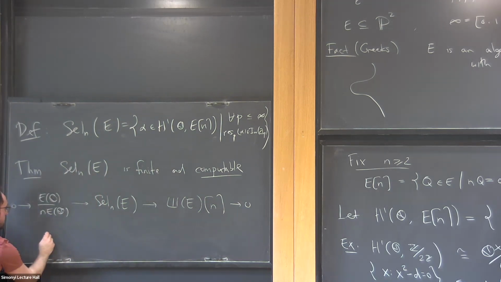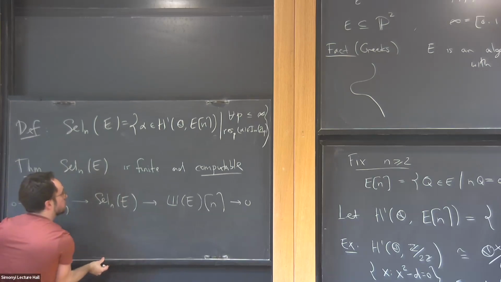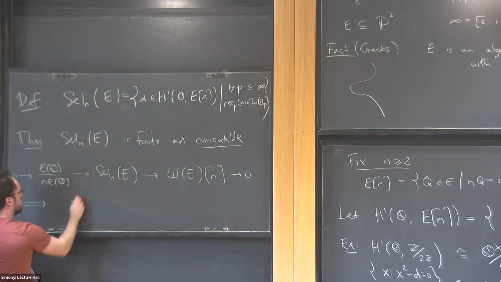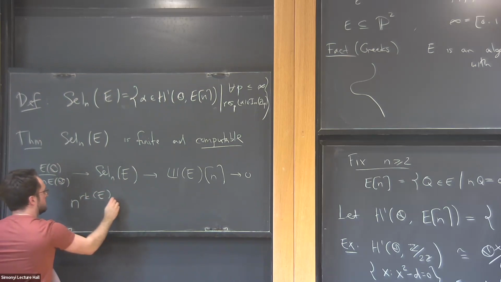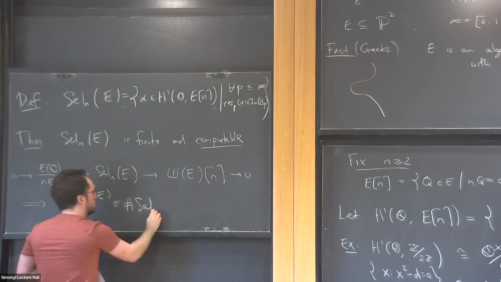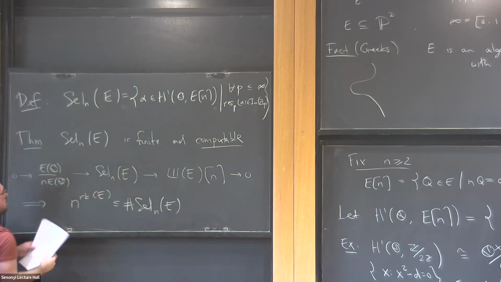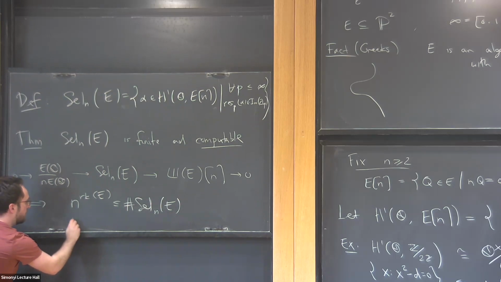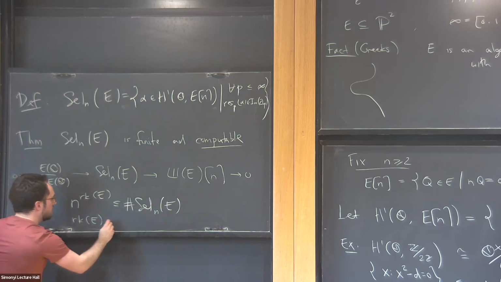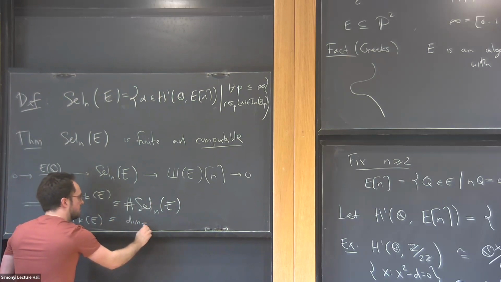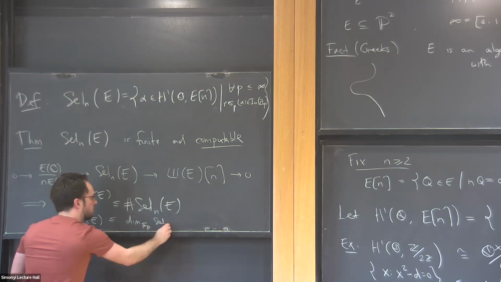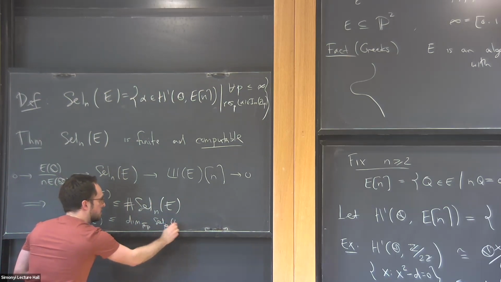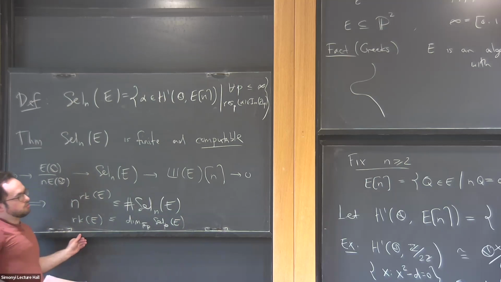But what you at least get is an inequality. You get n to the rank is less than or equal to the size of this group, just from this inclusion. If n is a prime p, then you get that the rank of E is less than or equal to the dimension over F_p of the Selmer group, the p-Selmer group.